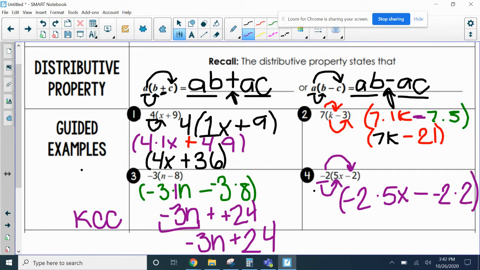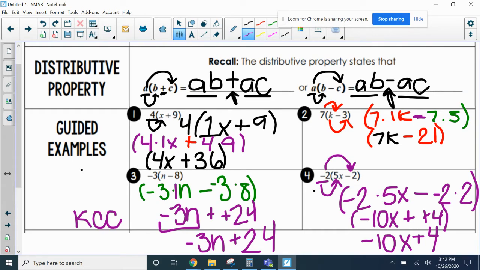So we have negative 2 times 5x is going to give us negative 10 times x, because we can't multiply it by x if we don't know what x is. Bring down our minus, and then negative 2 times 2 is negative 4. And then our last step, we're going to say that minus and negative can become keep, change, plus a positive. So we're left with negative 10x plus 4.